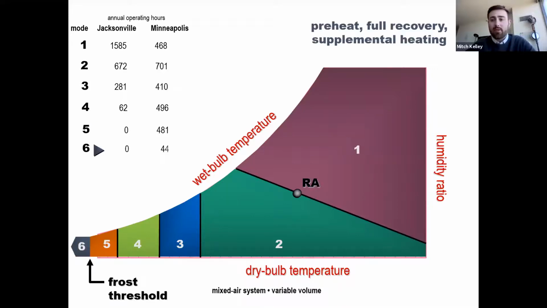Finally, in mode 6, the outdoor air is below the temperature at which the exhaust side of the wheel will frost. This preheat coil is turned on to warm the entering outdoor air above this frost threshold temperature. The wheel operates at full heating capacity, meaning both sets of bypass dampers are closed, and the supplemental heating coil helps maintain the desired supply air temp. Alternatively, we could utilize the bypass dampers on the exhaust side or slow down the wheel with a VFD to reduce the energy recovery effectiveness in this zone to avoid the frost condition entirely.